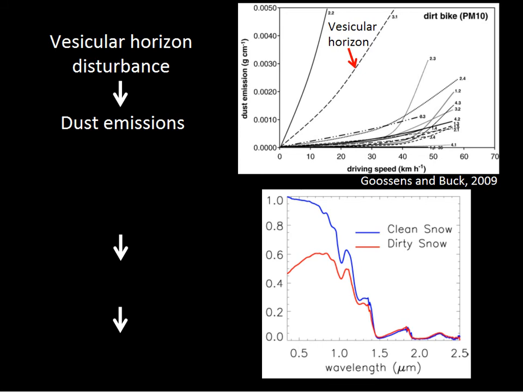This is a study from an off-road vehicle area demonstrating the link between vesicular horizons and dust emissions. Here we're looking at dust emissions with increasing driving speeds. And each of the different lines here represents a different type of surface that the authors characterized. And what I want you to notice is that one of the most emissive surfaces was actually the desert pavement surface. And the reason why the desert pavement surface emits so much dust is because it's associated with the vesicular horizon.